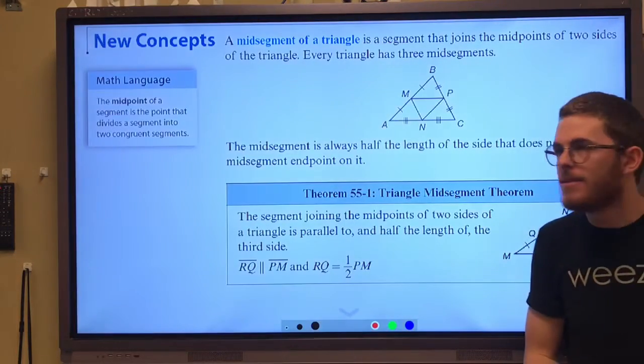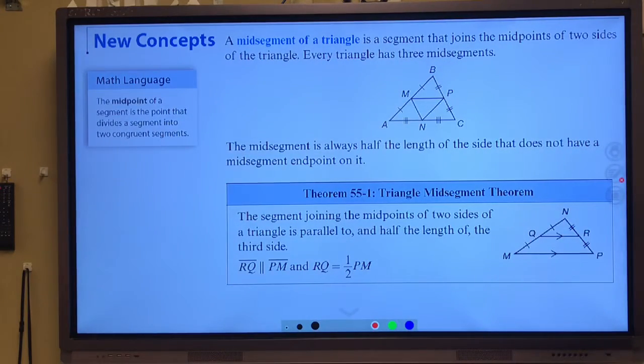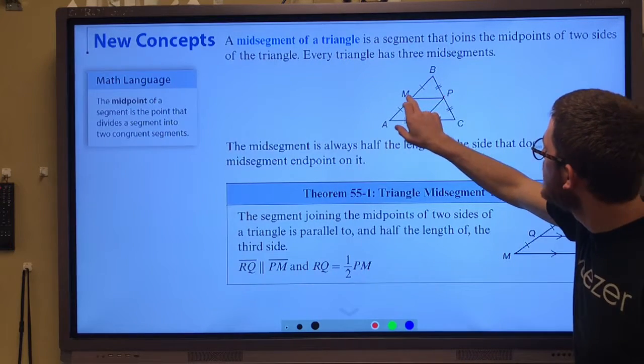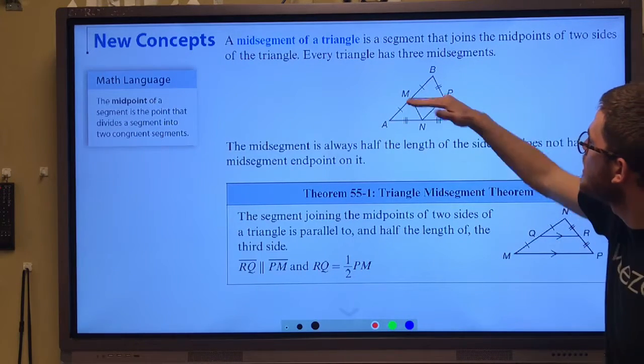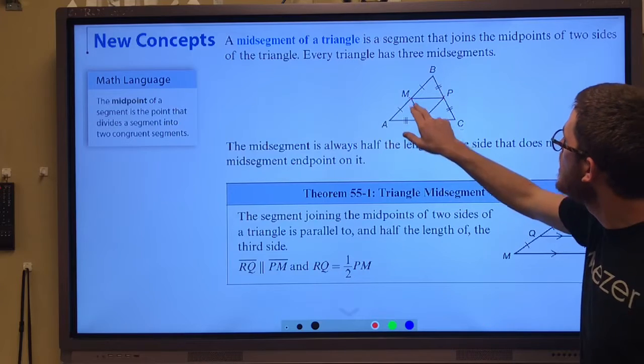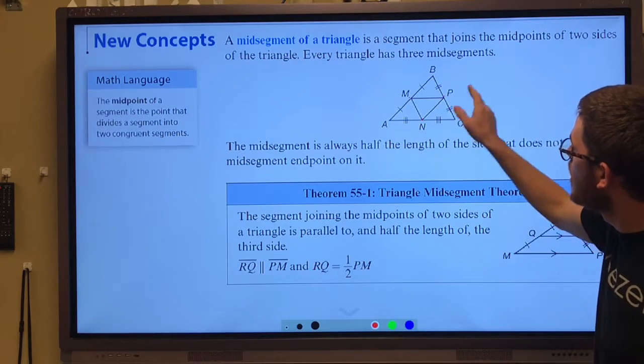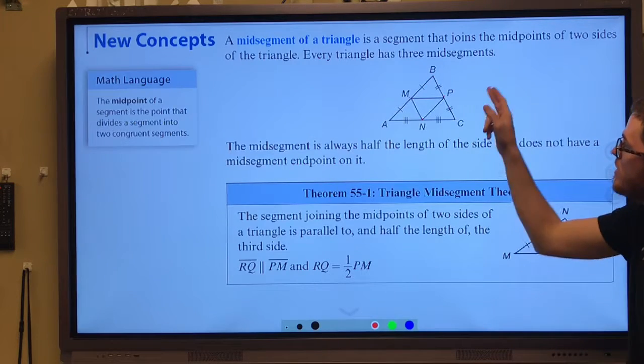Today we're looking at the mid-segment of a triangle. This is a segment that joins the midpoints of two sides of the triangle, and every triangle, of course, has three mid-segments. We could connect M and P, both of those being midpoints, to get that mid-segment. M and N, again, N being the midpoint of this side, to get that mid-segment.